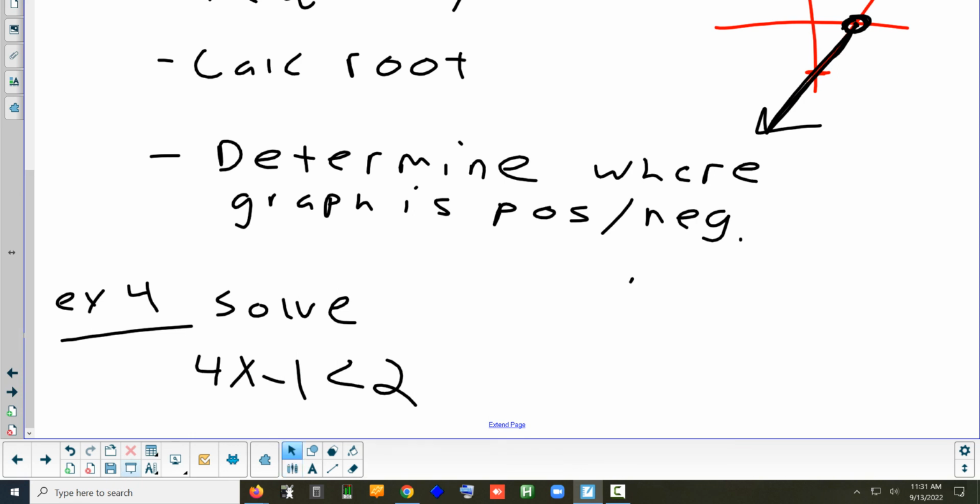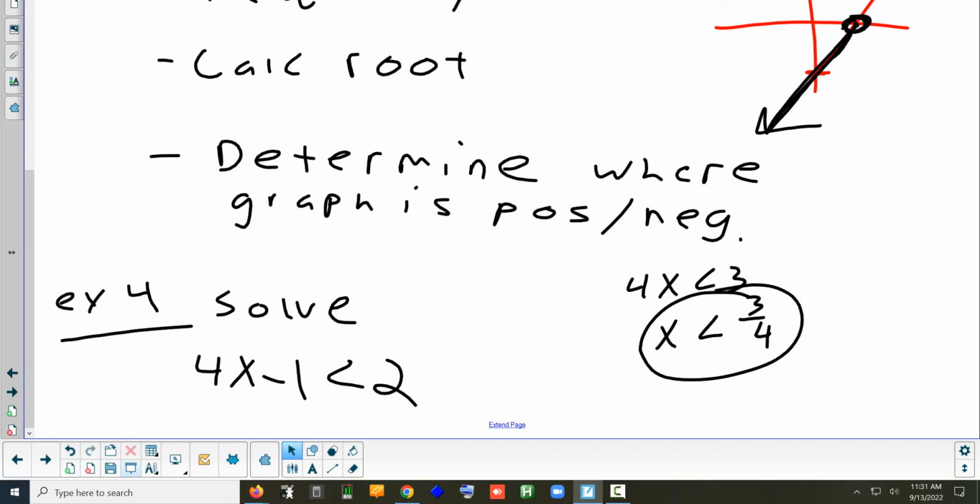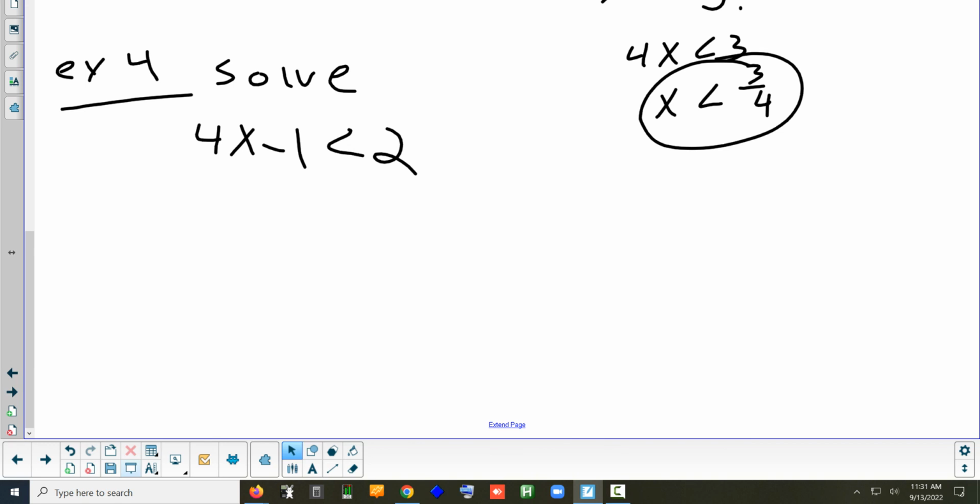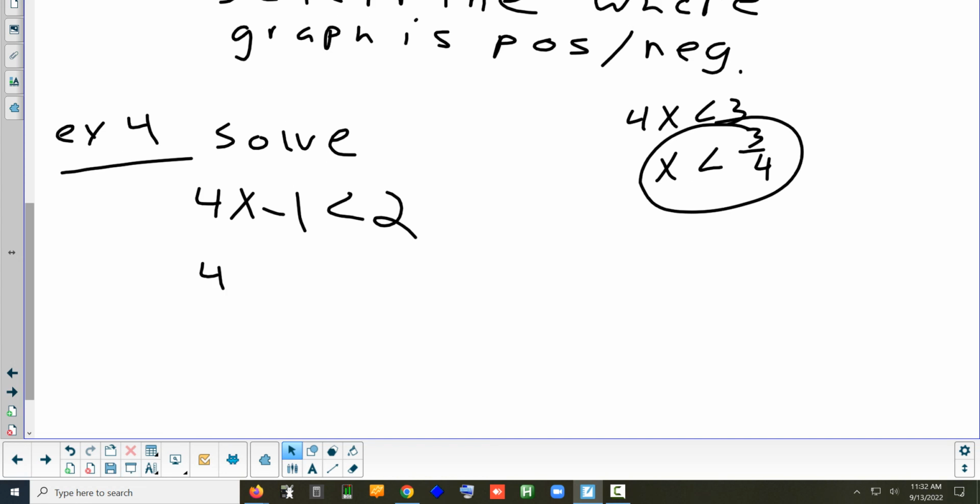Now, if I were to solve this one, I already know the answer. X is less than 3/4. Is there any question on that? Not a complicated one, not one I would really want to graph, but it's pretty basic, so it's a good one to do for the first time. If I wanted to get 0 on one side, what could I do here? Yeah. Subtract 2. 4x minus 3 is less than 0.